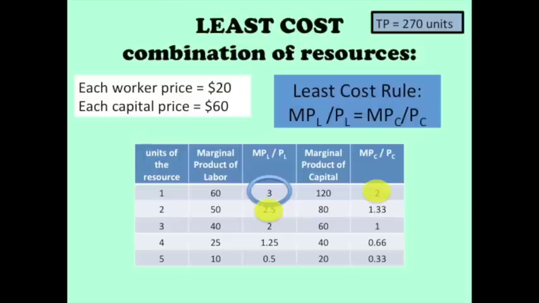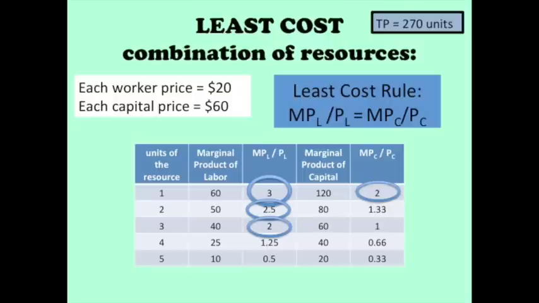Since the second worker yields more product per dollar spent than the first unit of capital, I would hire the second worker. And with 2 workers working, I make 110 units of output total. That means I still haven't hit the output target of 270 units, so I keep going. In comparing if I should hire the third worker or buy the first unit of capital, I find that the output per dollar is the same, and so I hire the third worker and buy the first unit of capital.